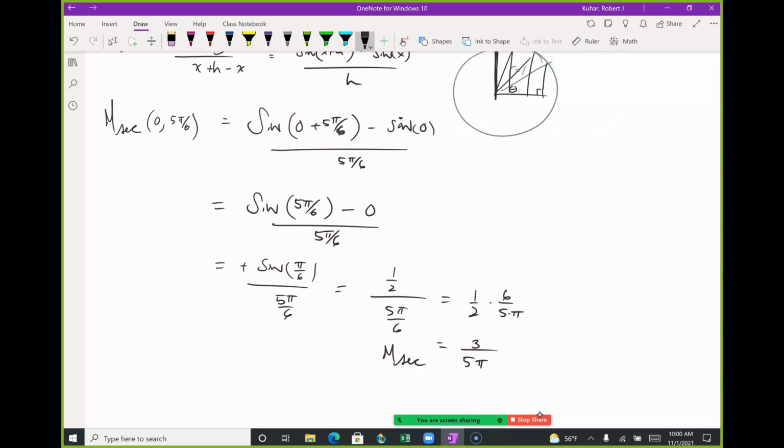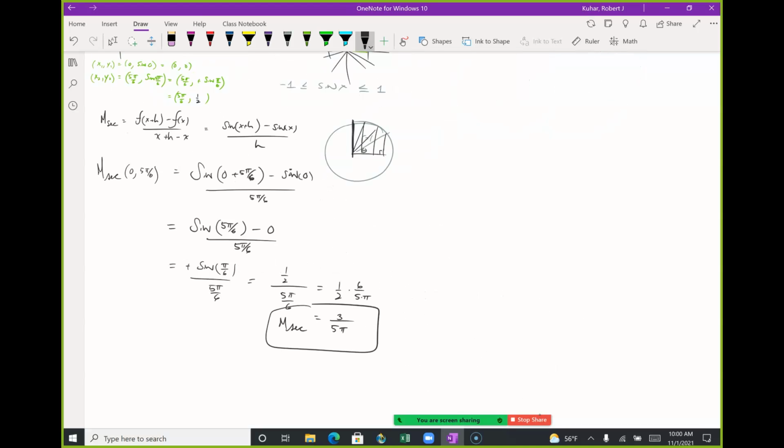And there's the slope of my secant line. Professor, I have a question. Yes. So the last few homework questions for chapter 6 were asking for the average rate of change. Is this like the same thing? Exactly. Secant slope. Average rate of change is secant slope.